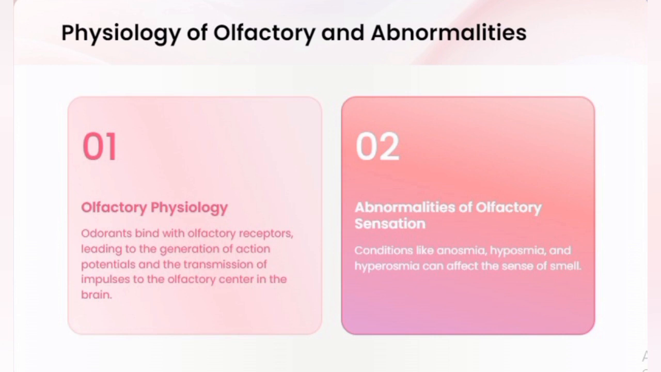Next we can learn about the disorders of the nose, that is, of olfactory sensation. If someone has lost their sensation, that is, an inability to sense smell, it is called anosmia. If someone has reduced power of sensation, it is called hyposmia. And if someone has increased sensation, it is called hyperosmia.